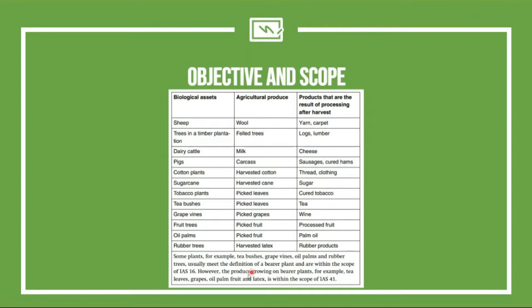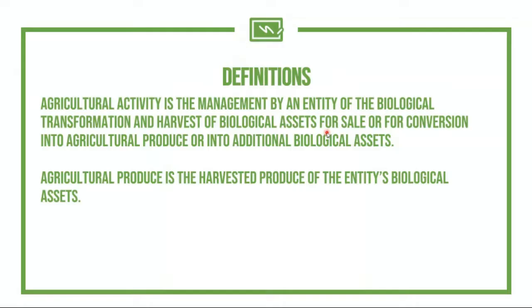However, the produce growing on bearer plants, for example, the tea leaves, grapes, oil palm fruit, and latex will now be within the scope of IAS 41 for as long as there will be no further processing of the item. So whatever we get from the bearer plant will be part of your agricultural produce covered by IAS 41. Whatever you do to it afterwards will now be covered by IAS 2.